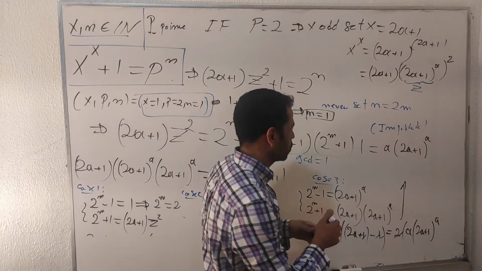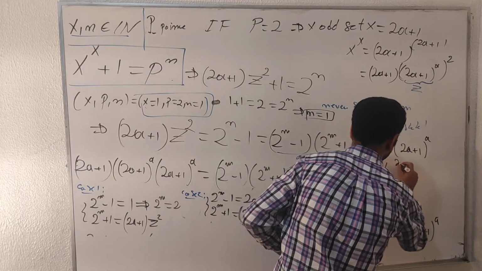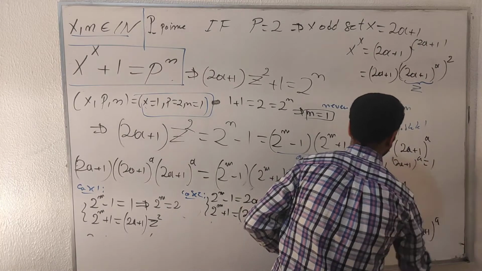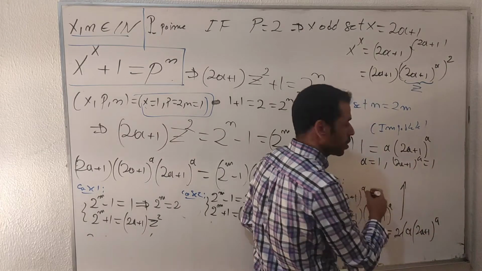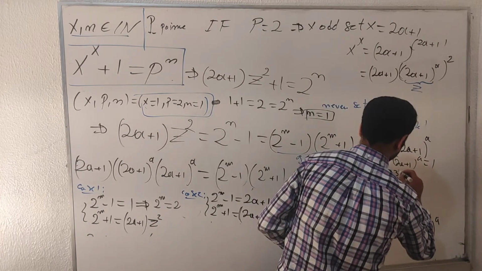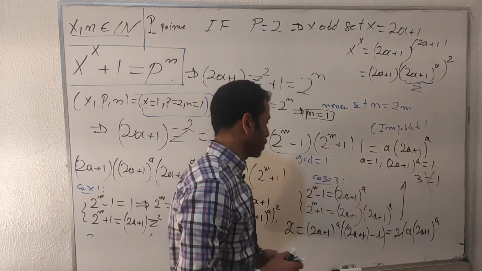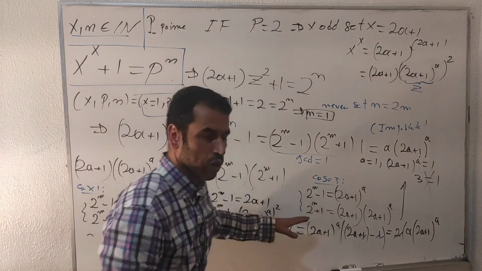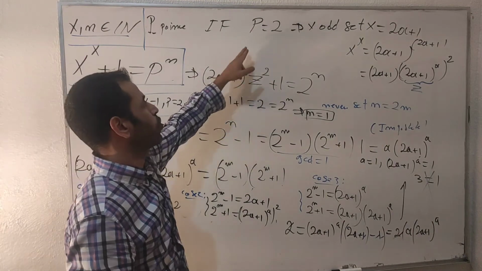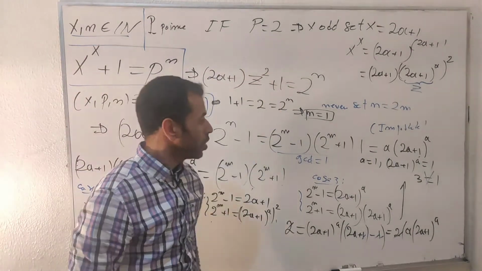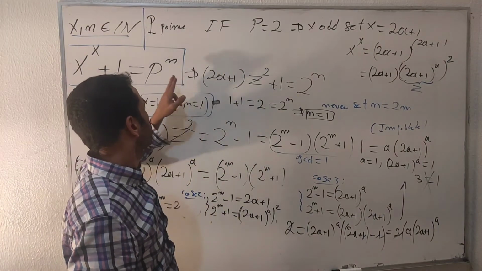Okay, because since we have this product, a equals 1, and also 2a plus 1 to the a equals 1. If a equals 1, let's replace a with 1. I get 2 plus 1, which is 3, to the 1, which is 3, not 1. This is impossible. Which means none of these cases works except the first one, which gives us a solution. This is happening only if p equals 2, as an even prime.